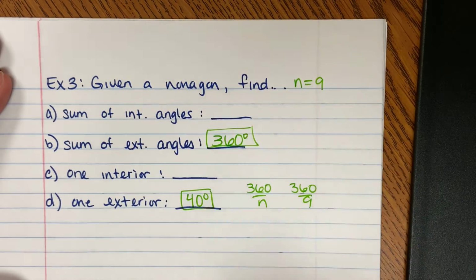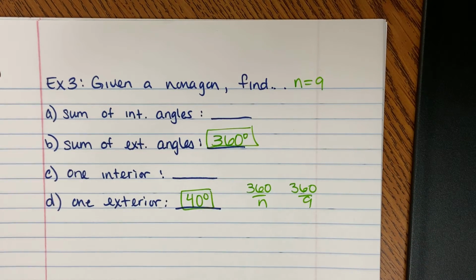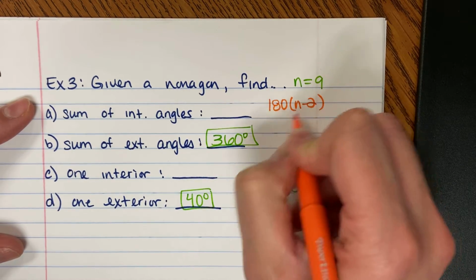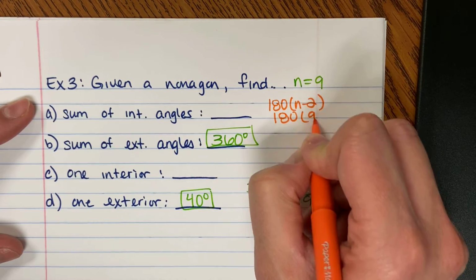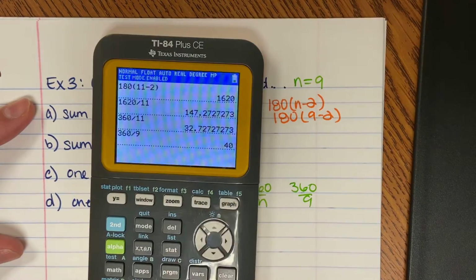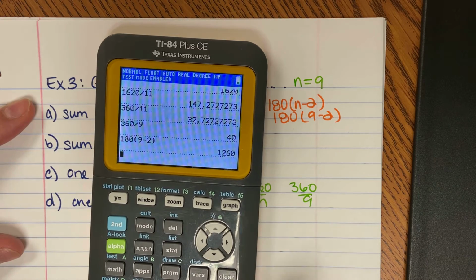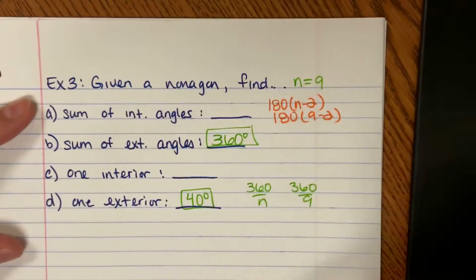So I got those two. Now let's go for interior. So the sum of the interior is 180(n minus 2), so that's 180(9 minus 2). You can also put 7. I get 1260.